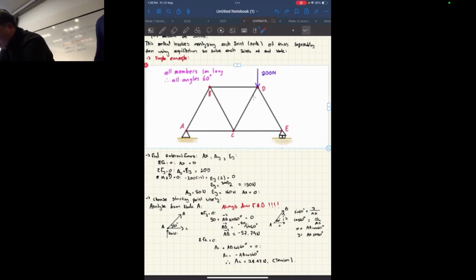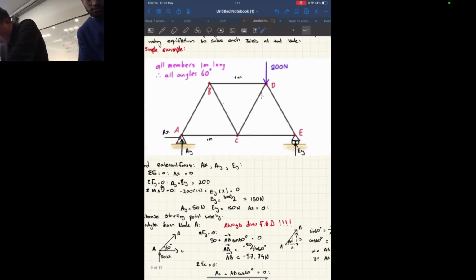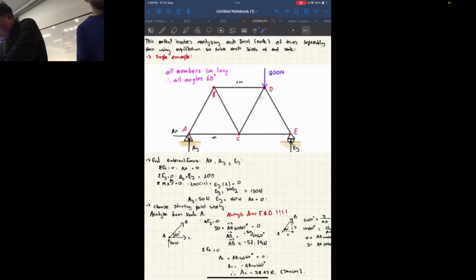And now we do sum of moments around A equals 0. Here 200 is acting down, pushing the whole truss down, so that's causing clockwise movement. So that would be negative 200 times 3. Where do we get the 3 from? So negative 200 times 1.5. My bad, sorry, because this distance here is 1.5.